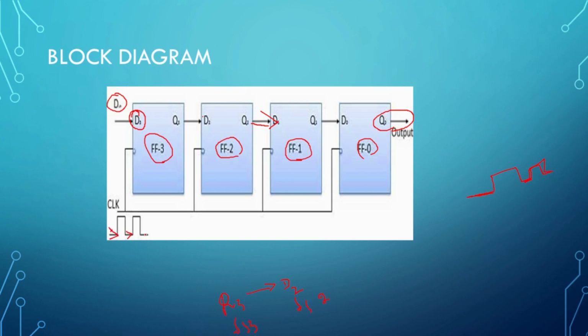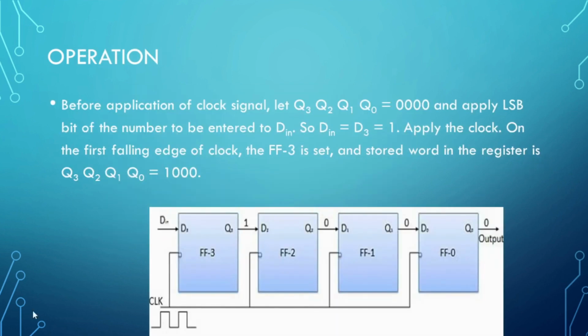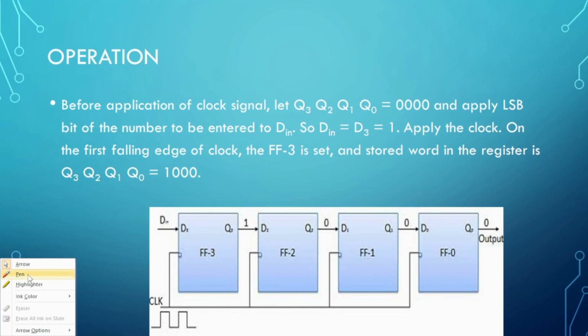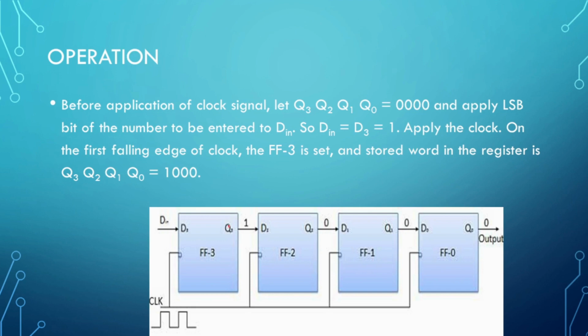The clock is triggered with negative edge in this flip-flop. What is the operation of this serial in serial out flip-flop? Initially, Q3, Q2, Q1 and Q0 are all given as 0, and apply the least significant bit to be entered into the D in.